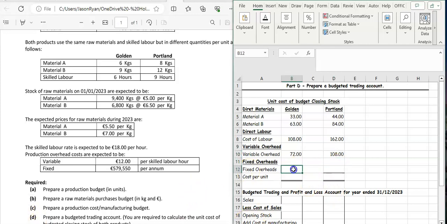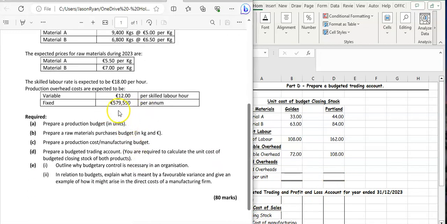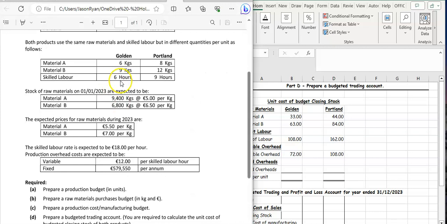Okay, so to calculate the fixed overhead then per unit, it's going to be a little bit different because in the question it tells us what the fixed costs are. So our fixed costs are 579,550. Now to find the fixed cost per unit, you're going to take your fixed cost and divide that by the total hours that's needed to produce these products. So our hours needed for Golden is 6 and for Portland is 9.